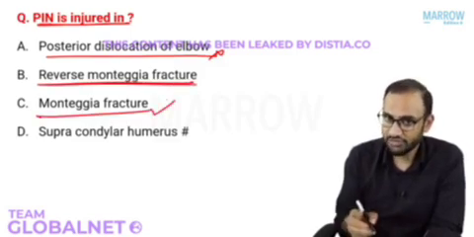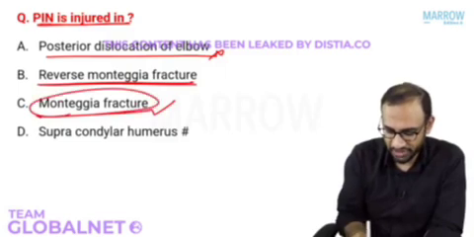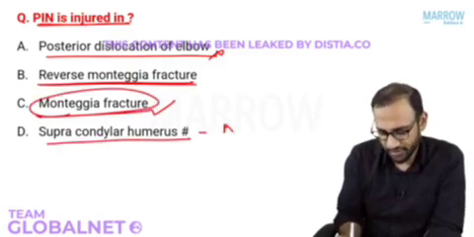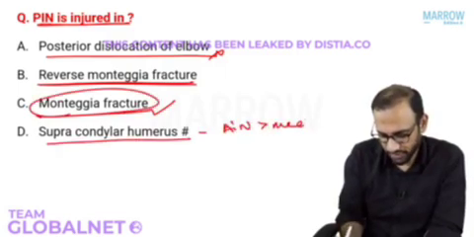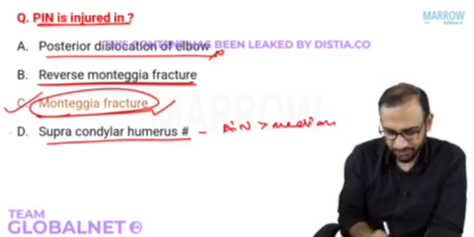Monteggia fracture, yes, it's ulnar fracture with radial head dislocation, and this can injure PIN. Supracondylar humerus fracture, no, it's anterior interosseous nerve more than median nerve. So answer here is C.